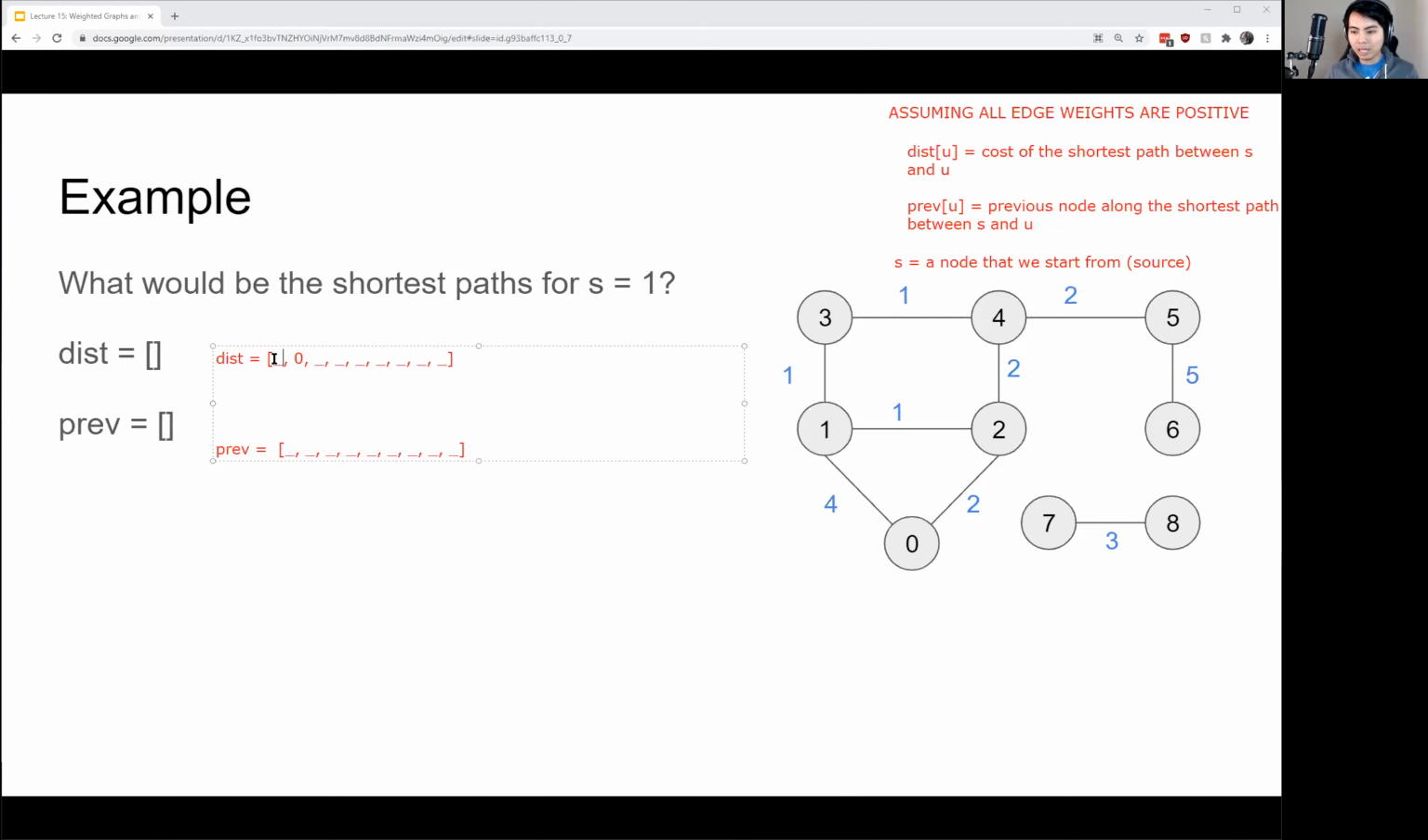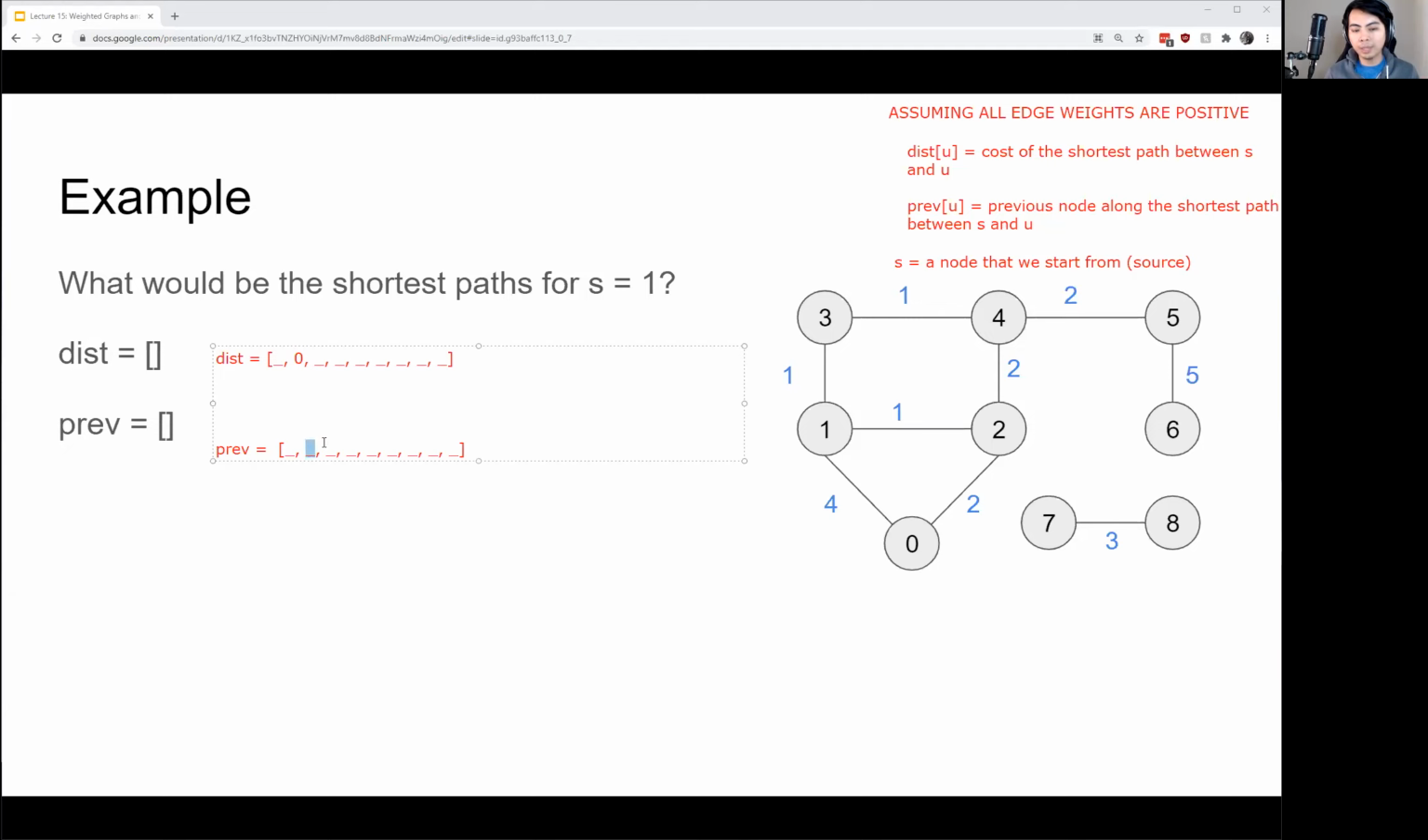Remember, each of these elements here describes the cost, the distance, to go from S to that node. If we say that we start at 1, then we want to say what's the cost to get from 1 to 3? What's the cost to get from 1 to 2? What's the cost to get from 1 to itself? Well, if you start at 1 and you end at 1, then you don't have to go anywhere, and therefore the cost should be 0.